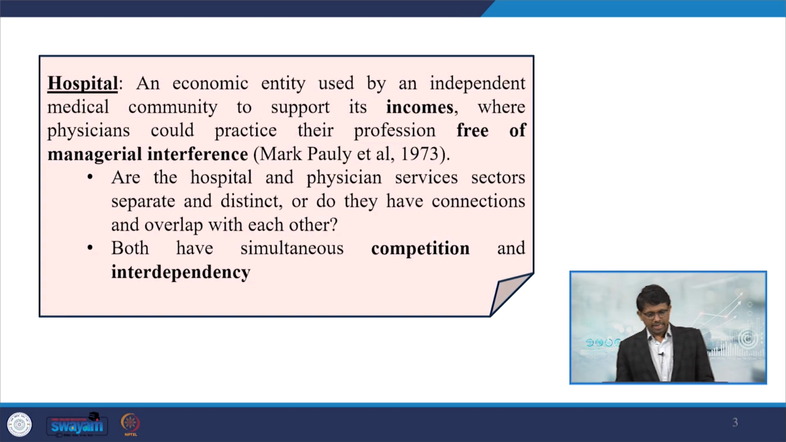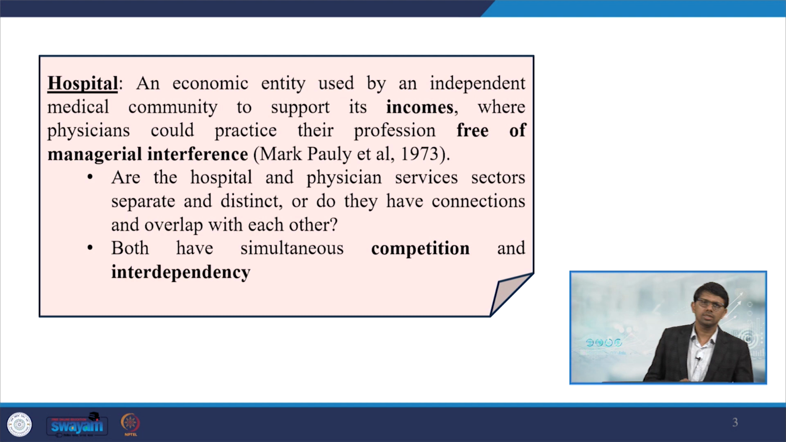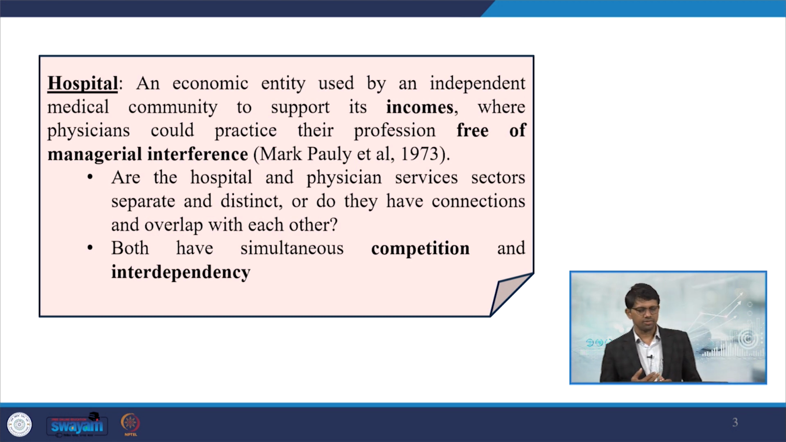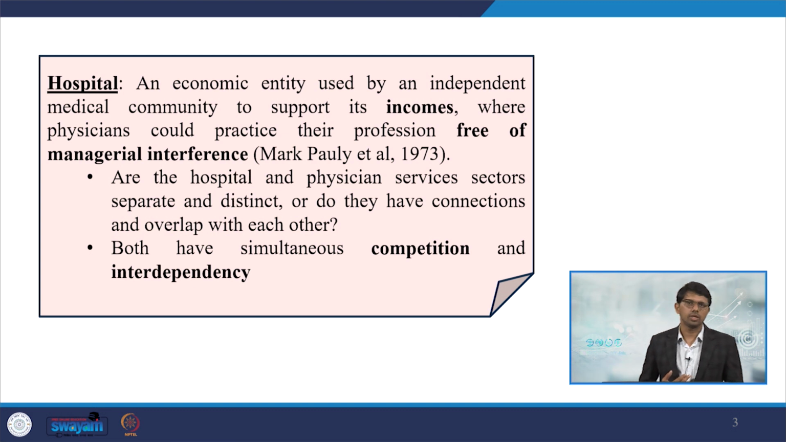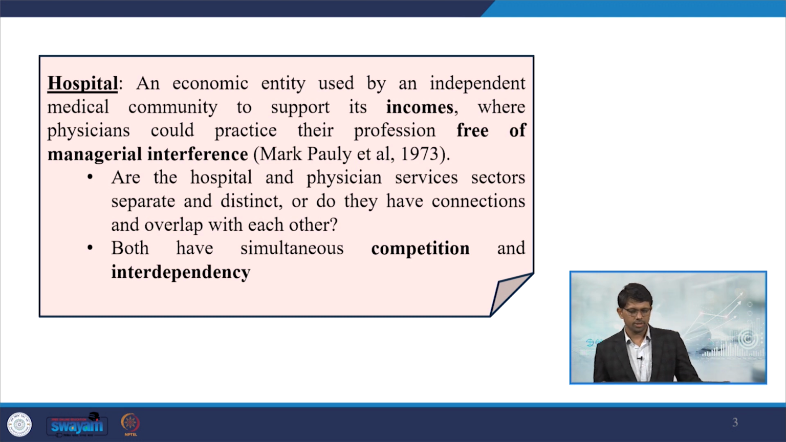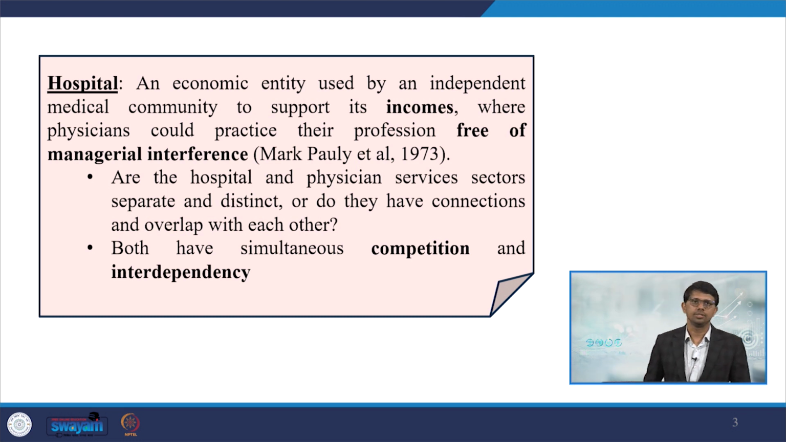So, let us begin. Here we are just trying to define what is called a unit called hospital, and whether it is confined only to income or is related to managerial interference. Hence, a definition is given. This is called an economic entity used by an independent medical community to support its income, where physicians could practice their profession free of managerial interference.